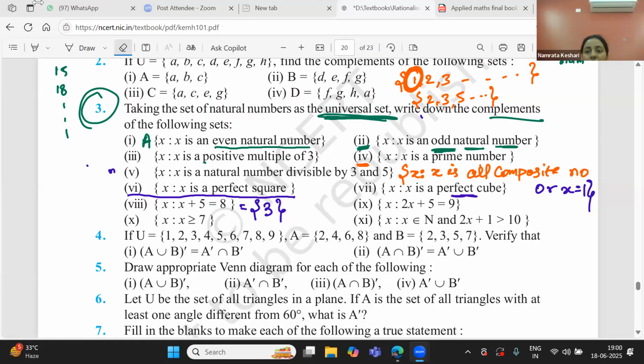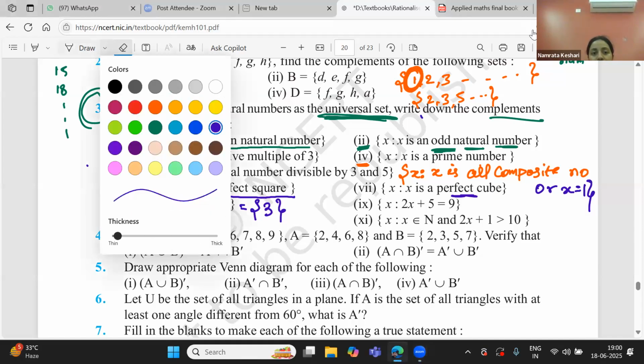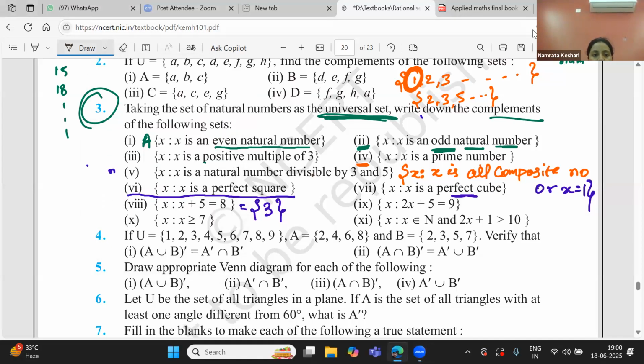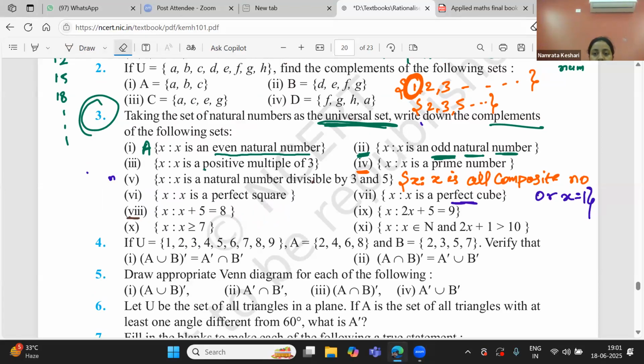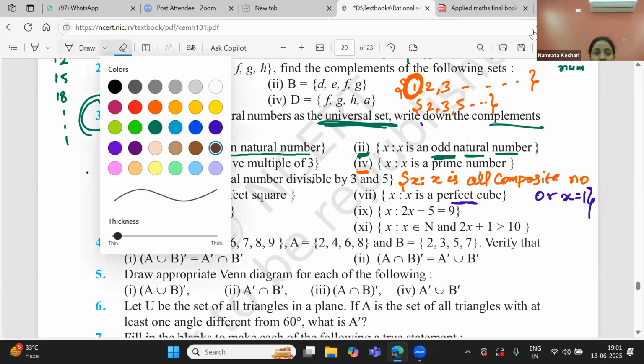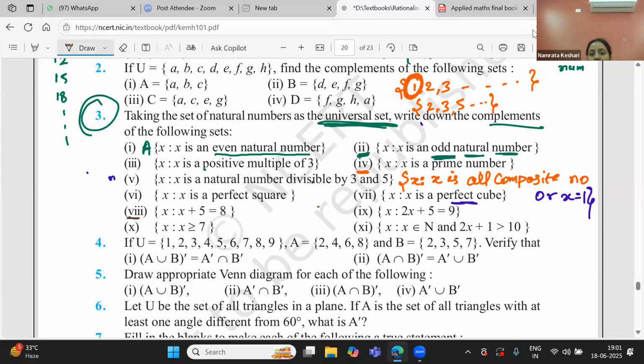Yes, Nabila and Manvi. Let's continue with the discussion. We were doing the complement of each and every set. We are done till number 7, right? Yes, ma'am. Okay. Next one is also like that, number 7, number 8, number 9. Number 9 is also the same.